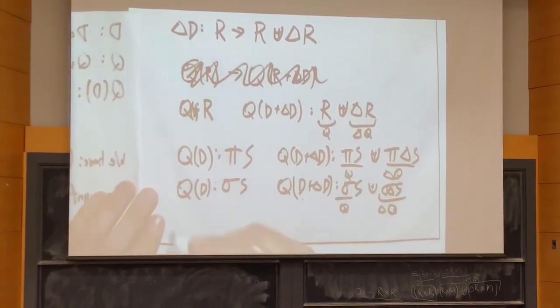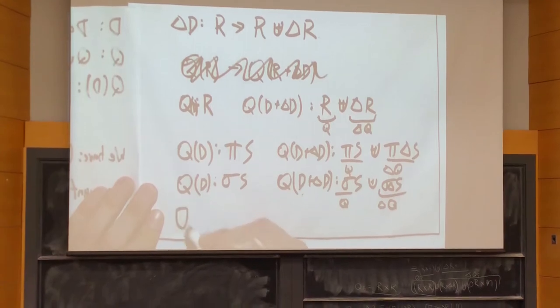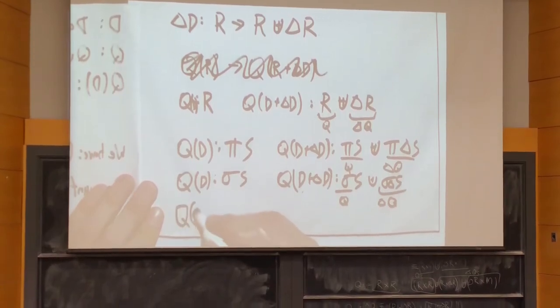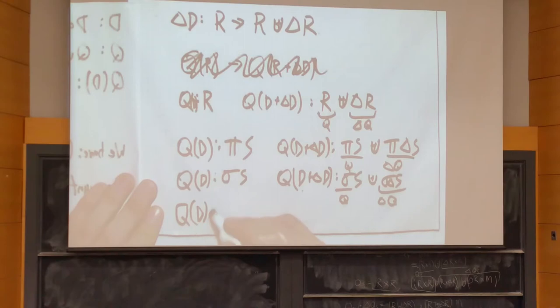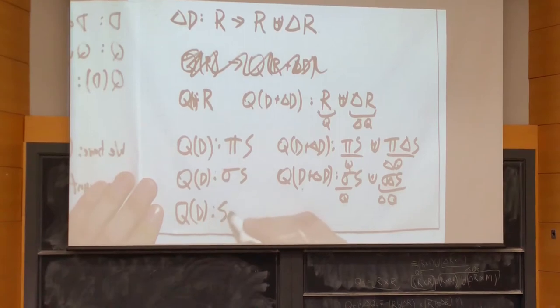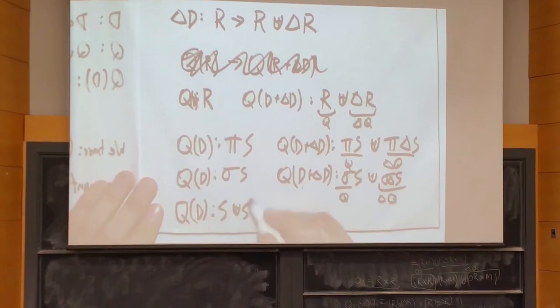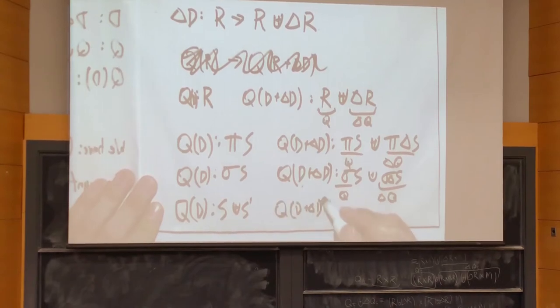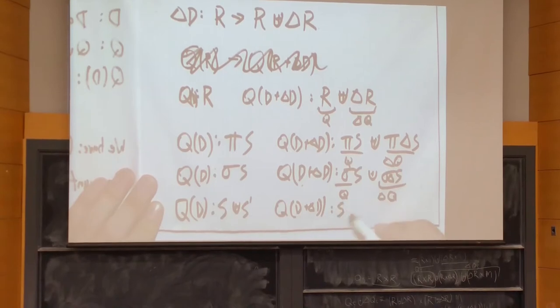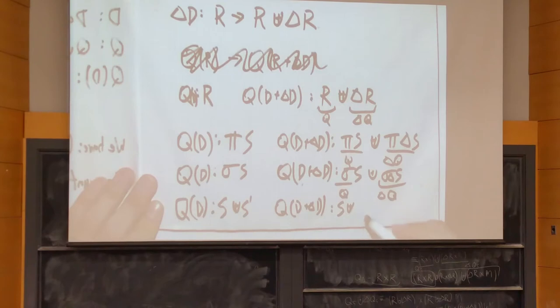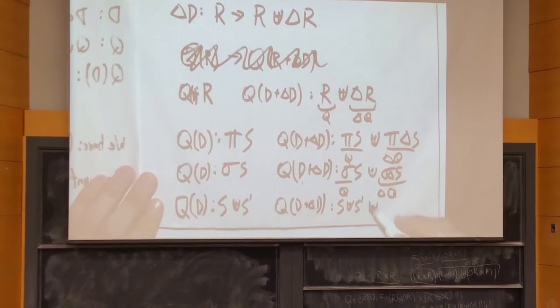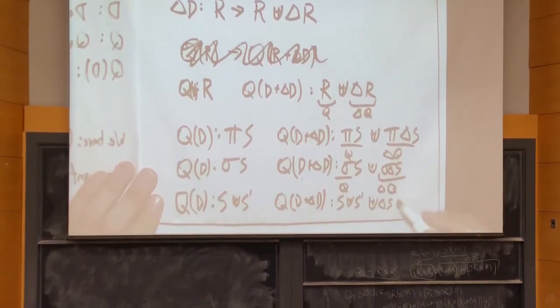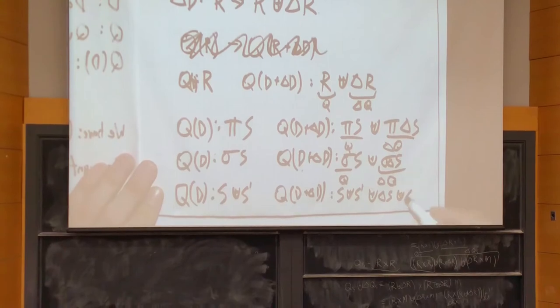And we have the same thing for union. So Q of D is S union S prime. Then Q of D plus delta D is just going to be S union S prime union delta S union delta S prime.